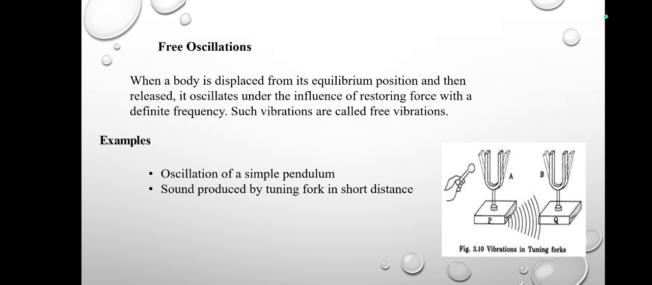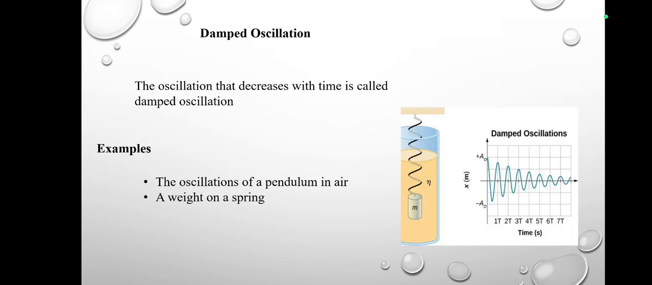These are the examples. Damped oscillation: an oscillation that decreases with time is called damped oscillation. We can see the graph. The graph indicates the damped oscillation. The first picture indicates an example of damped oscillation, a weight on a spring.